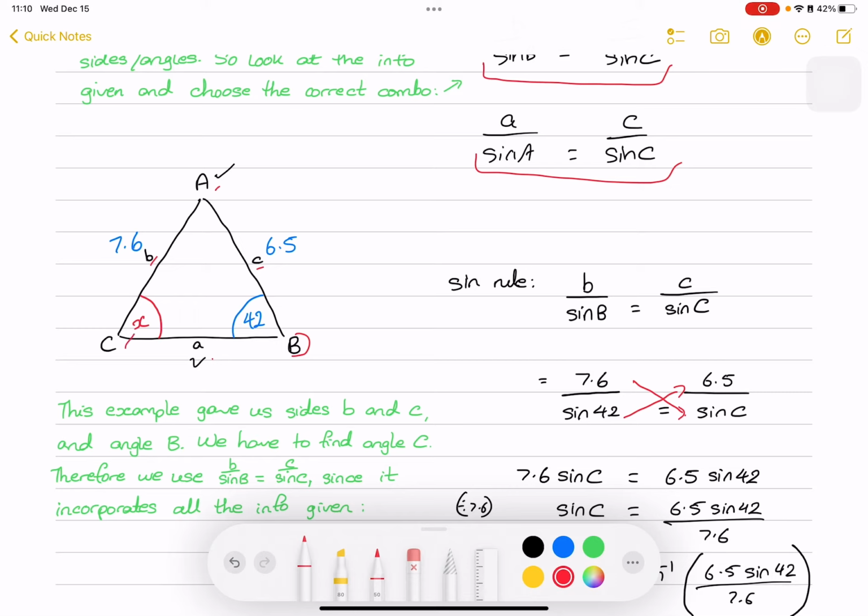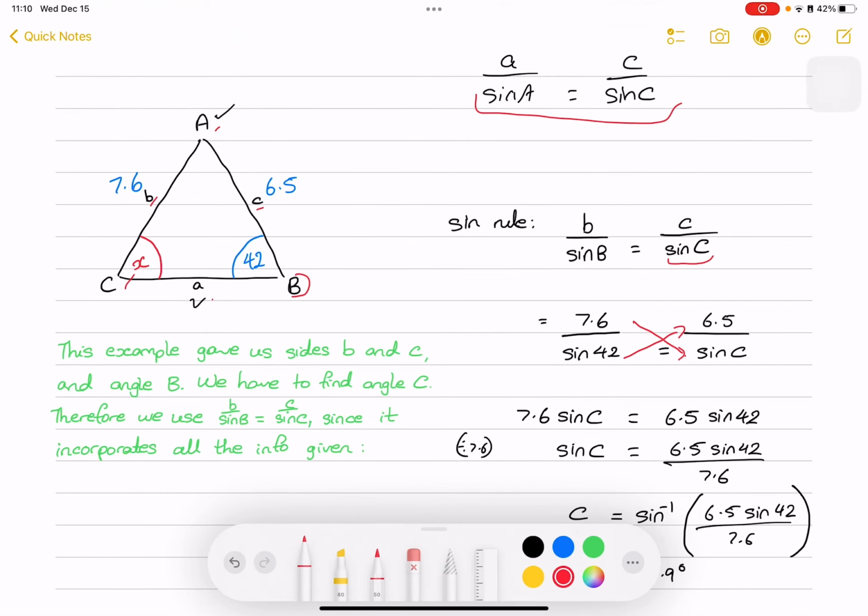So therefore, using my sine rule, I will have to use b over sine B is equal to c over sine C. That's the information that they gave us. And we are trying to find the sine C. Alright, so therefore we need to make that the subject of the formula. So the first thing we do, we substitute all the information into our equation. So b is 7.6. The angle at B is 42, so sine 42. The side c is 6.5, and then we have sine C, which we are trying to find.